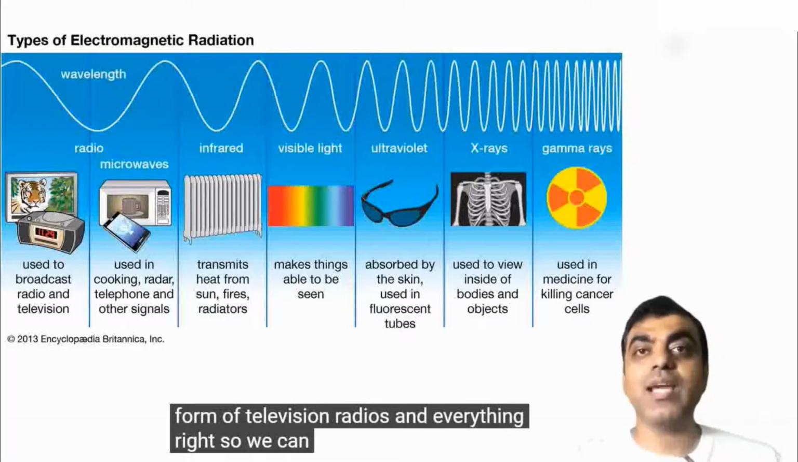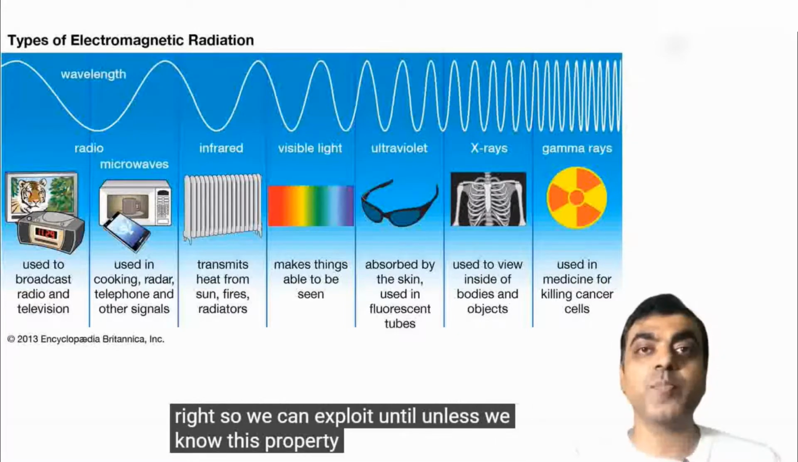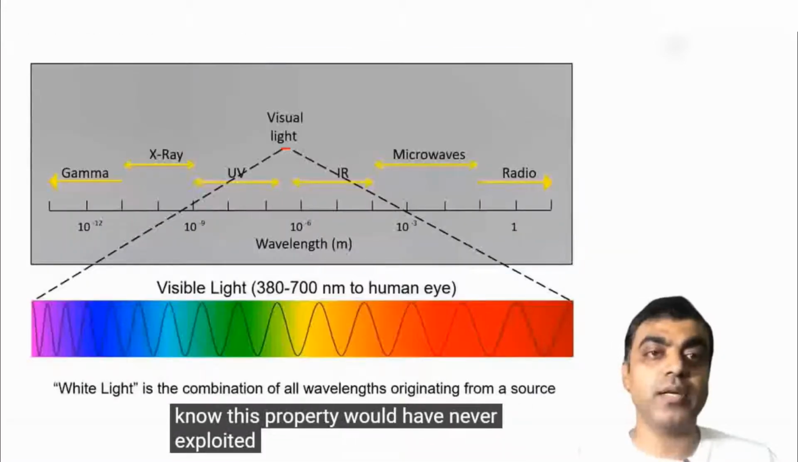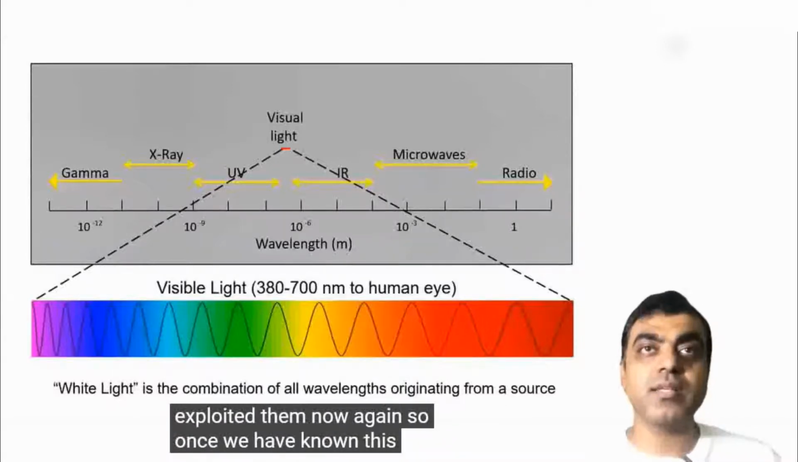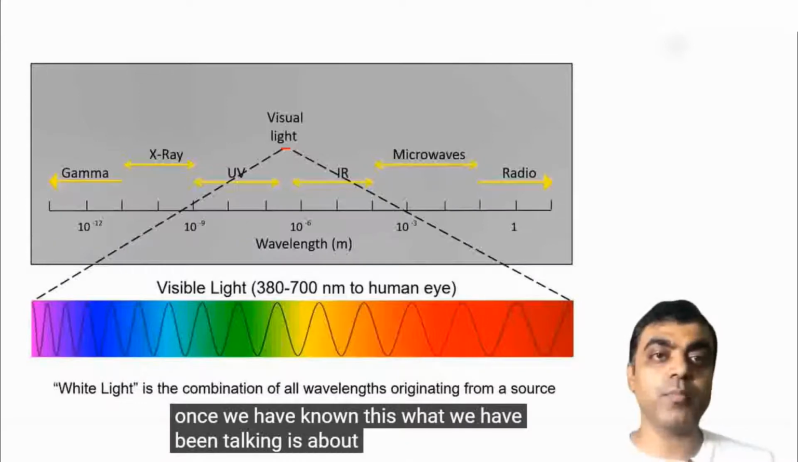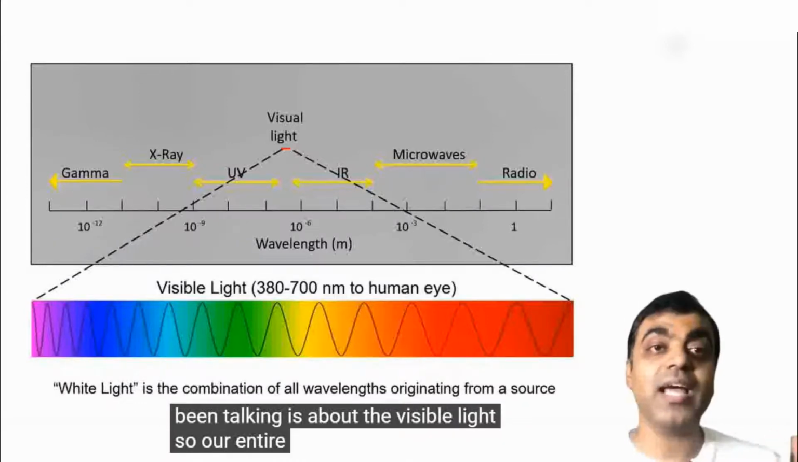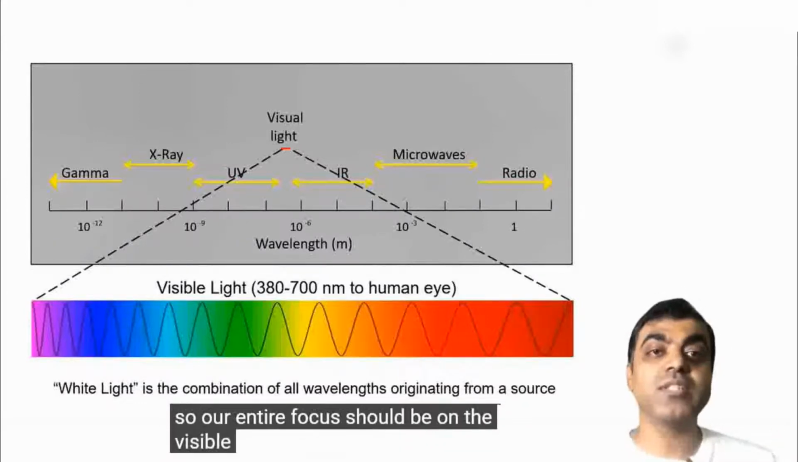Right? So we can exploit this property, but until we knew it, we would never have exploited it. Now, once we have known this, what we have been talking about is visible light. So our entire focus should be on the visible light.